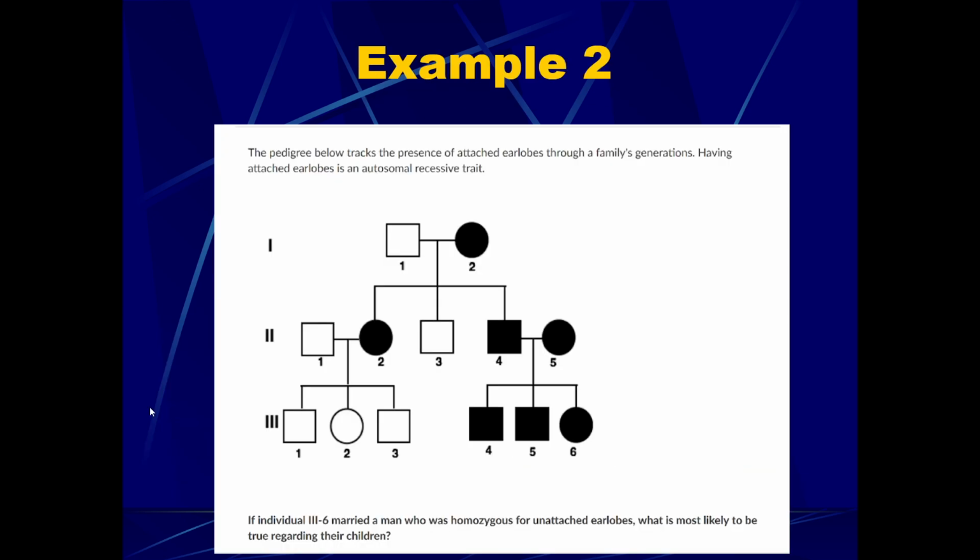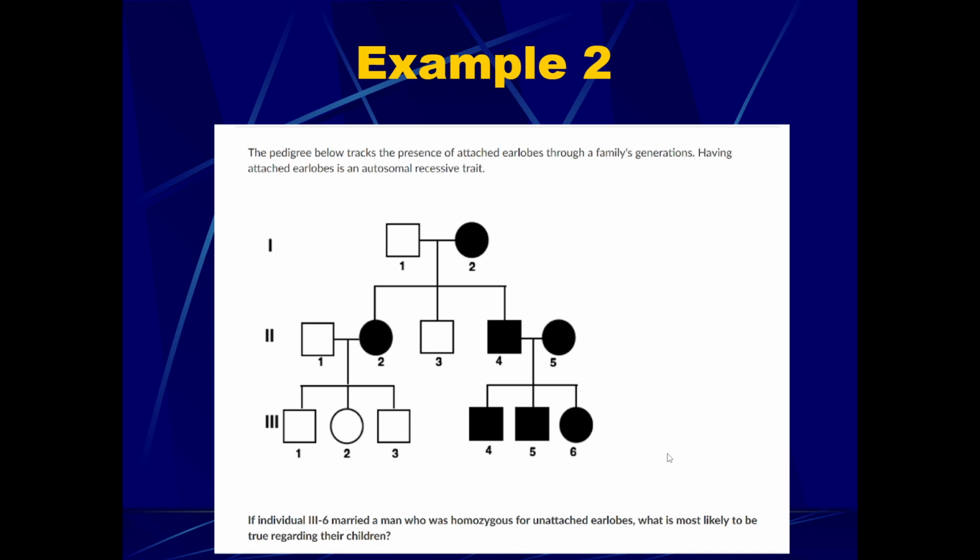Let's look at example 2. So this pedigree below tracks the presence of attached earlobes through a family's generations. And having attached earlobes is an autosomal recessive trait. So those that are not colored in are going to show the recessive trait, and those that are colored in generally would show the dominant trait. We want to see what they want us to find. It says, if individual 3-6, I'm going to go down to generation 3 over to 6, married a man who was homozygous for unattached earlobes, what is most likely to be true regarding their children?